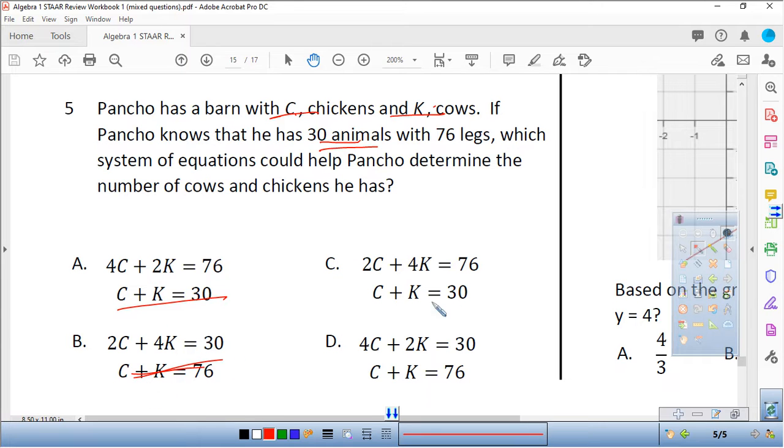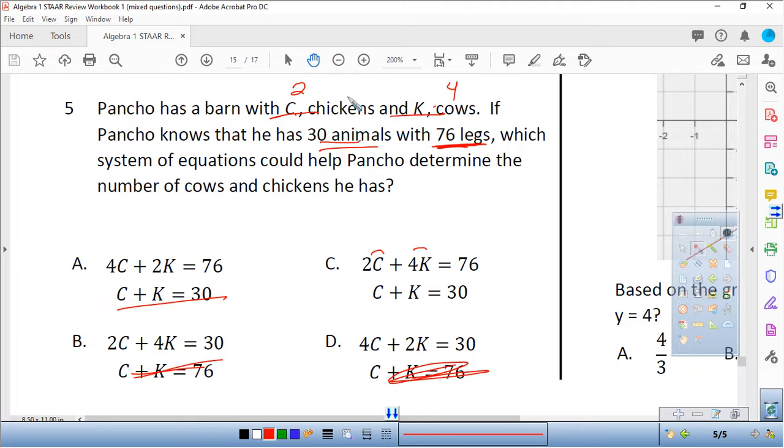Now it's between these two. Now, let's just think about this. We're talking about legs. How many chicken legs? 2 legs for chicken. How many cow legs? 4. 2 chicken, 4 cow. Is that right? K cow.